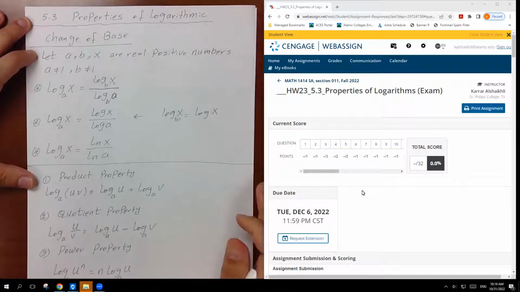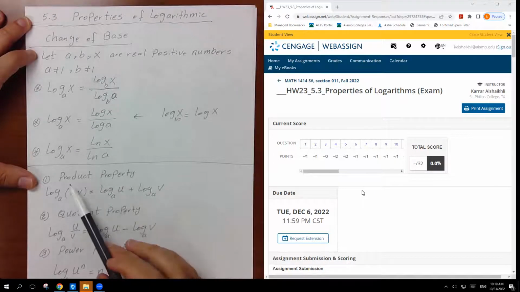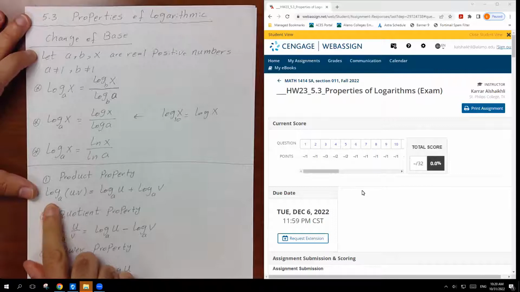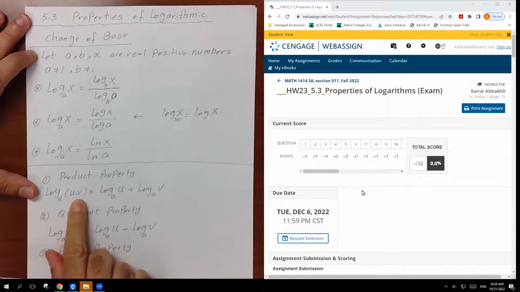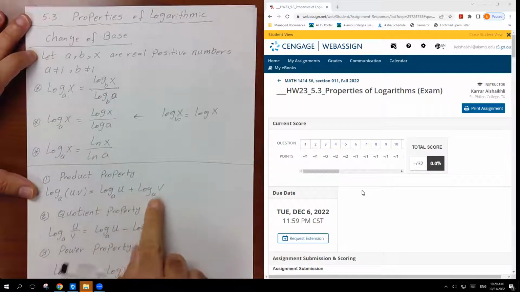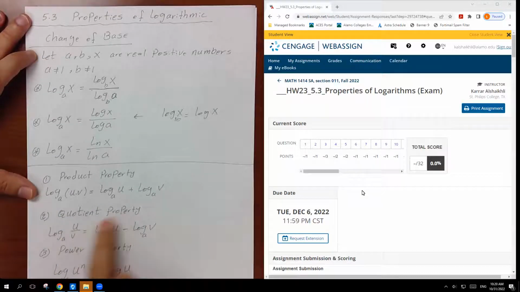Now, we have other properties, which is the product property. Every time you have log base a of u times v, it is going to be log base a of u plus log base a of v. Quotient, if you have division, it's going to be log base a of u minus log base a of v. Power property, if you have log base a of u to the n, you're just going to move the n in the front. So it's going to be n log base a of u.